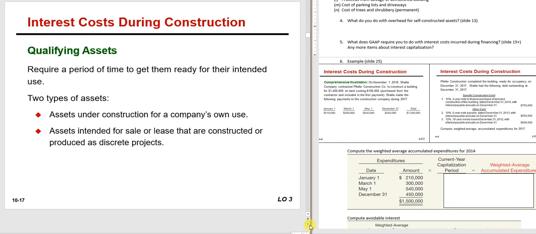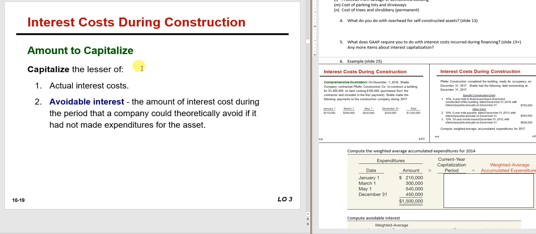So a qualifying asset, those that you would capitalize interest on, are assets under construction for this company's own use, and assets intended for sale or lease that are constructed or produced as discrete projects. So in other words, if Quincy University Maintenance builds its own building, that would be for its own use. If we had a construction company that was building something to sell for another person, the interest that the construction company incurred would be added to the cost. So if you think about sales minus cost of goods sold, it would include the interest costs that are capitalized.